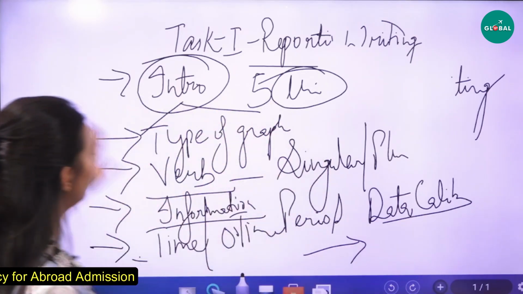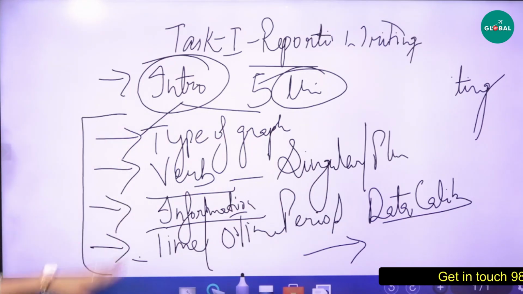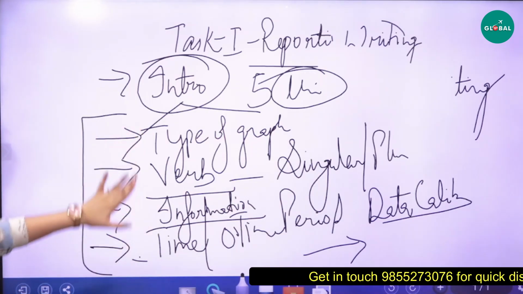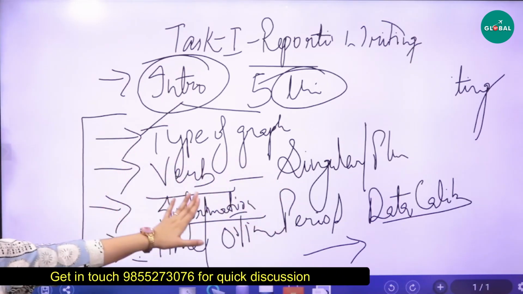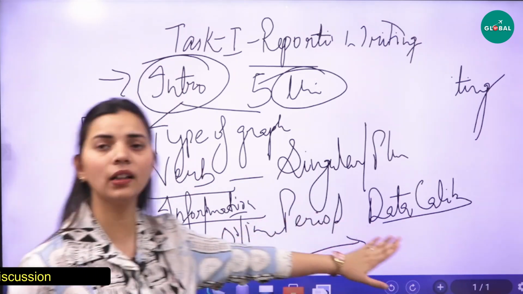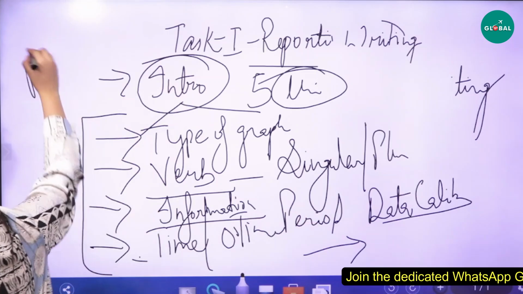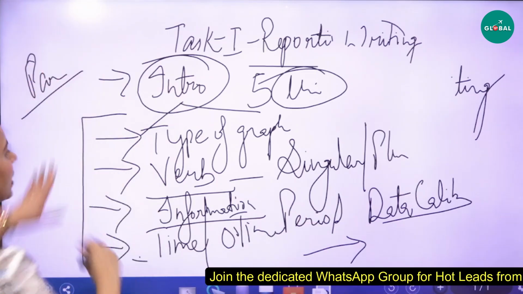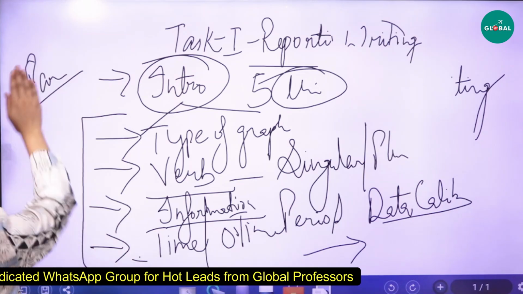So these are the 5 things you need to include in the introduction part of task 1. Type of the graph you need to address, then verb, is it singular or plural, then information given in the graph, then time or time period being addressed, and then data calibration, right? So that you need to go with. It's basically paraphrasing, and plus you need to include these 5 things in the introduction.